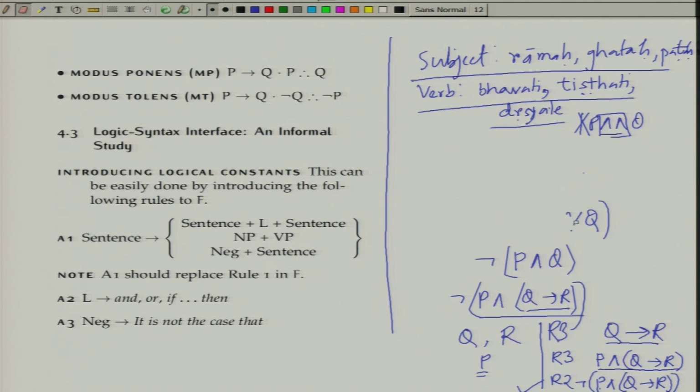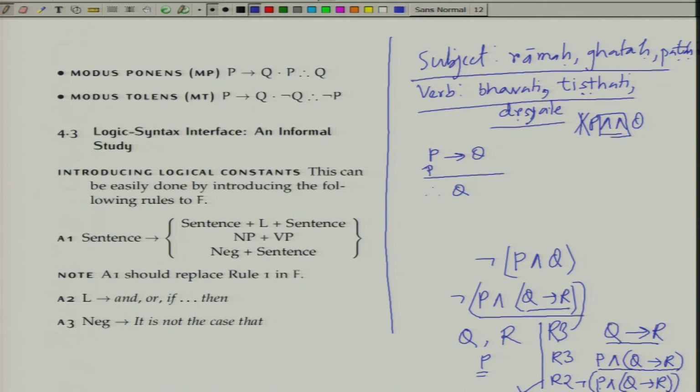So here we'll see how we can get rid of if then. There are two such rules. One is called modus ponens, the other one is called modus tollens. We first concentrate on modus ponens. So it is given that P implies Q. How do I conclude Q from that? I can't, because P implies Q roughly means that if P is the case, then Q is the case. But how do I know which one is the case? I have no evidence.